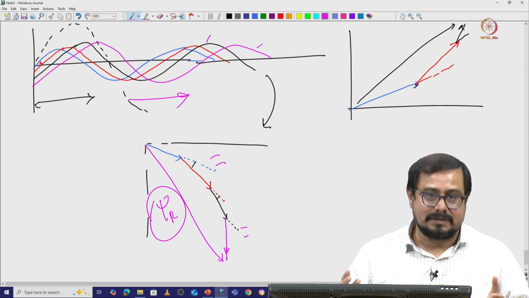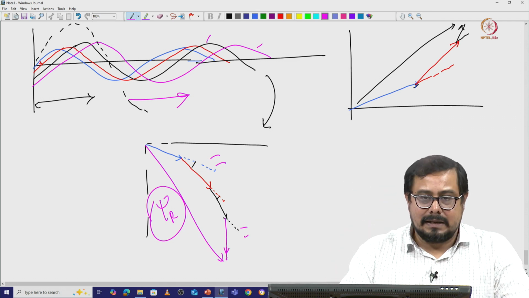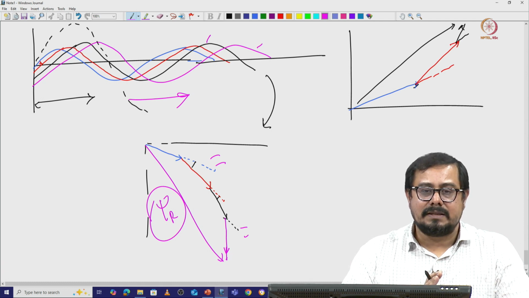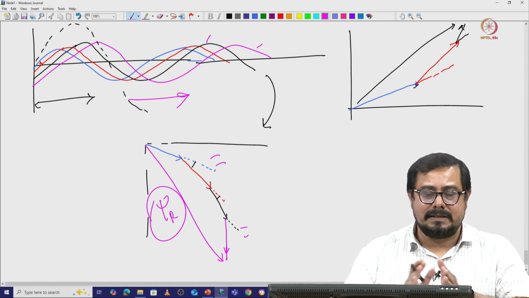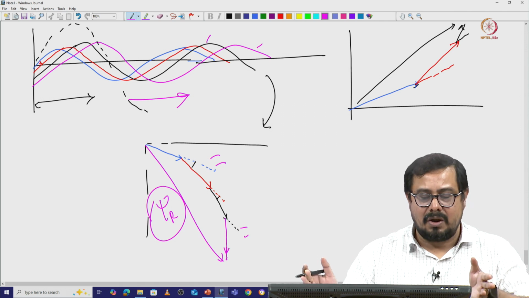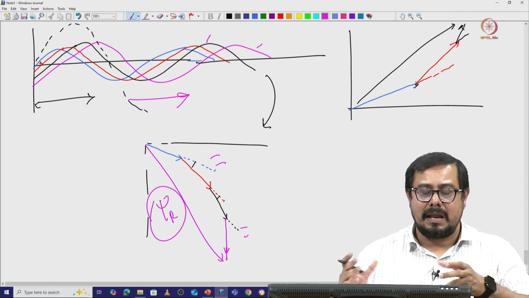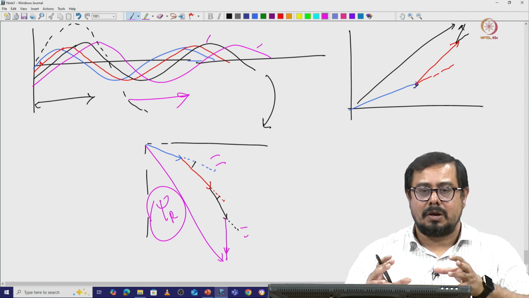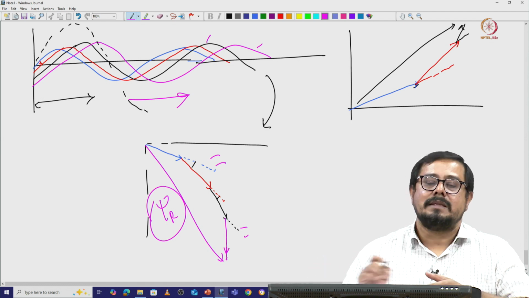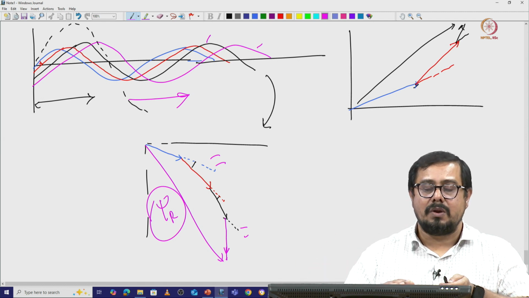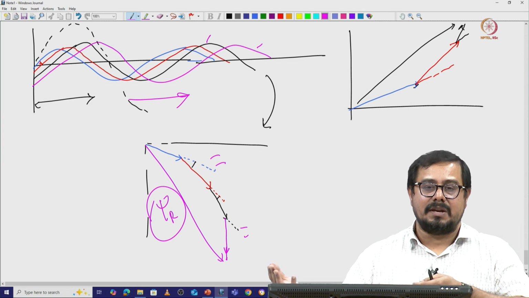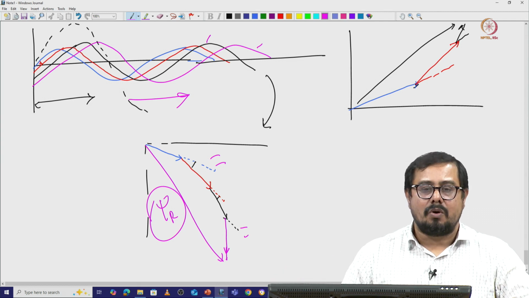And thank you all for your attention. In the next class we will discuss how a little bit of phase difference is going to affect things and how we will get a resultant wave, and then finally we will discuss how we can convert those waves to an image. Thank you all for your attention.